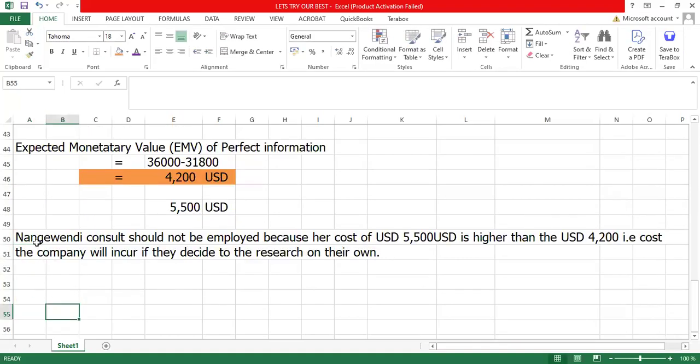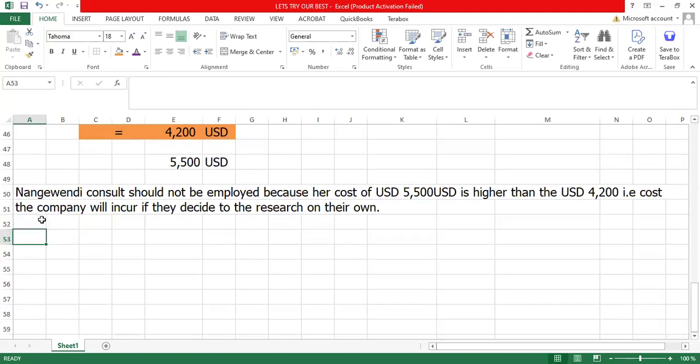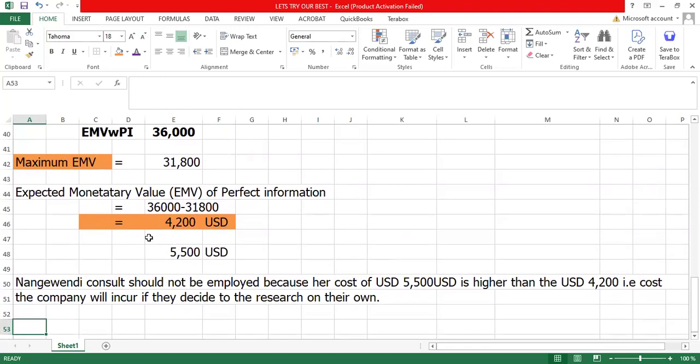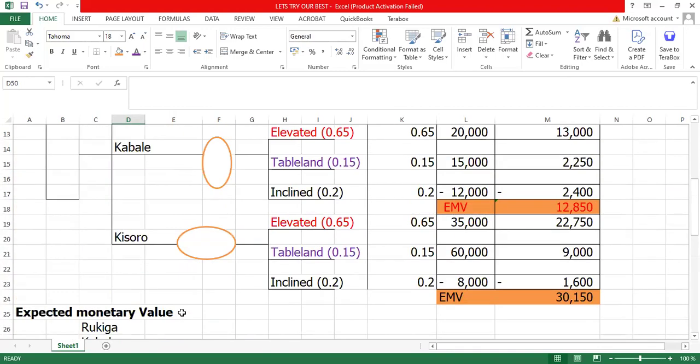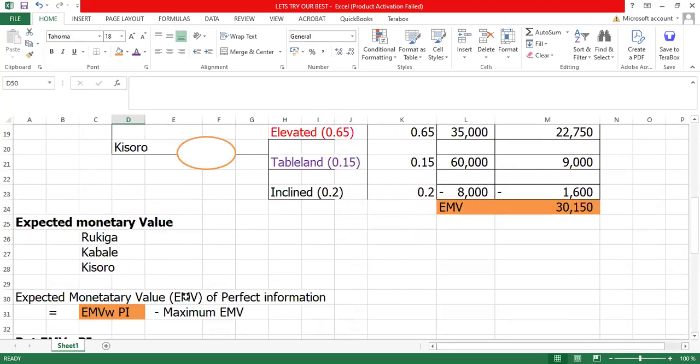You just write something using your own words. Just you need to know that this expected monetary value of perfect information is the cost the company is likely to incur if they decide to do the research on their own. But this one is the cost they are going to incur if they hire a specialist like Nange Wendy Consult. Any question? Because we are done with that.